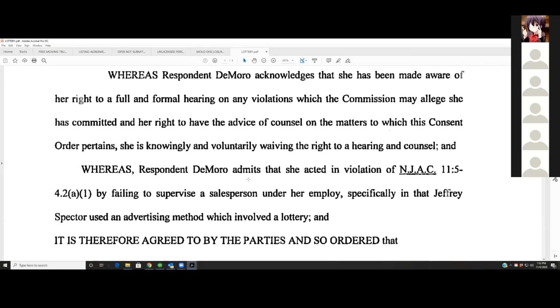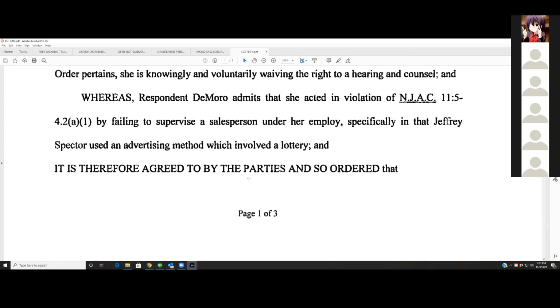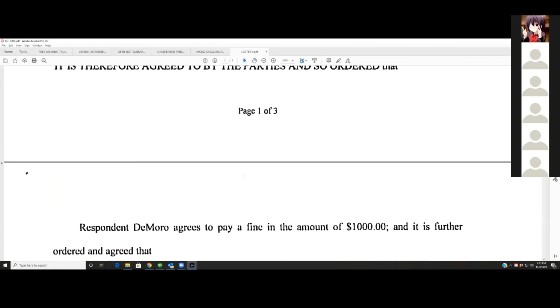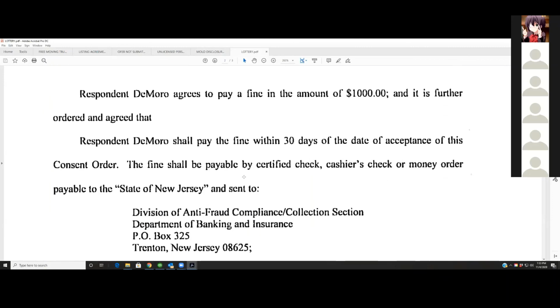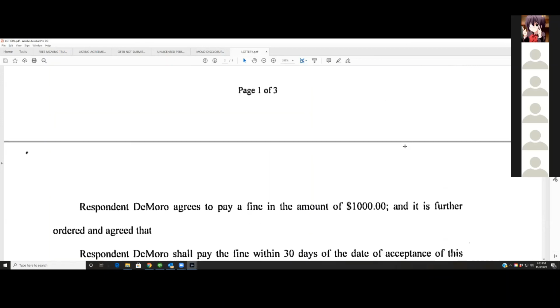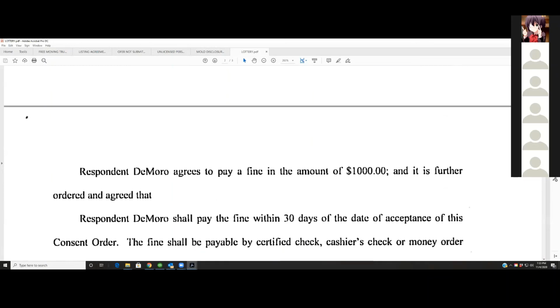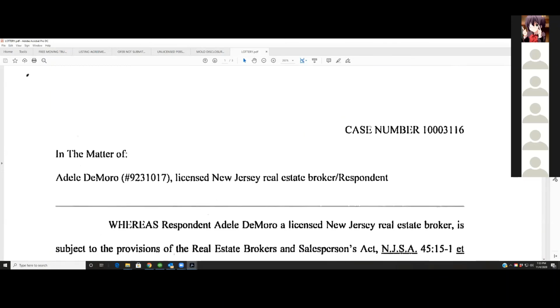Oh, I heard about this. So now the broker gets in trouble because one of the agents created an advertisement which is a lottery. So you can see, you can put me in trouble because you do something wrong. It doesn't stop you getting fined. You get fined too.